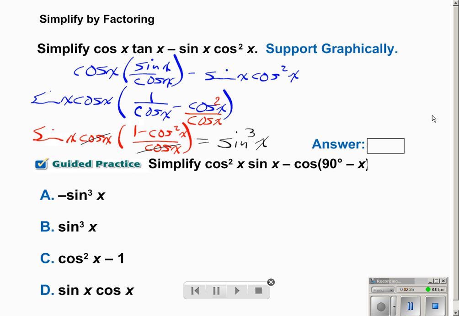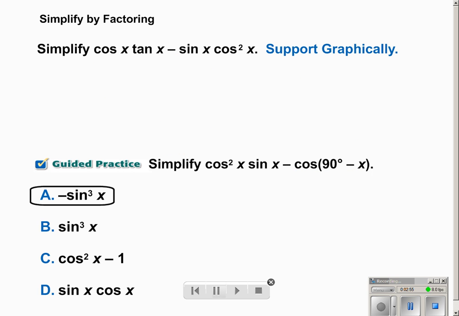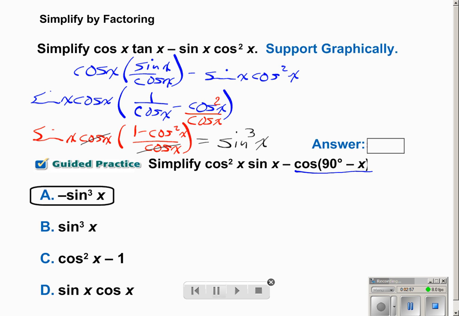Try the next example and show your work in your notes. You might be showing several attempts in your notes even as you try to work with these. If you didn't get it right away, notice first that we have a cofunction identity there, and that might give you a starting point. Let's see what the answer is. A, negative sine cubed of x.